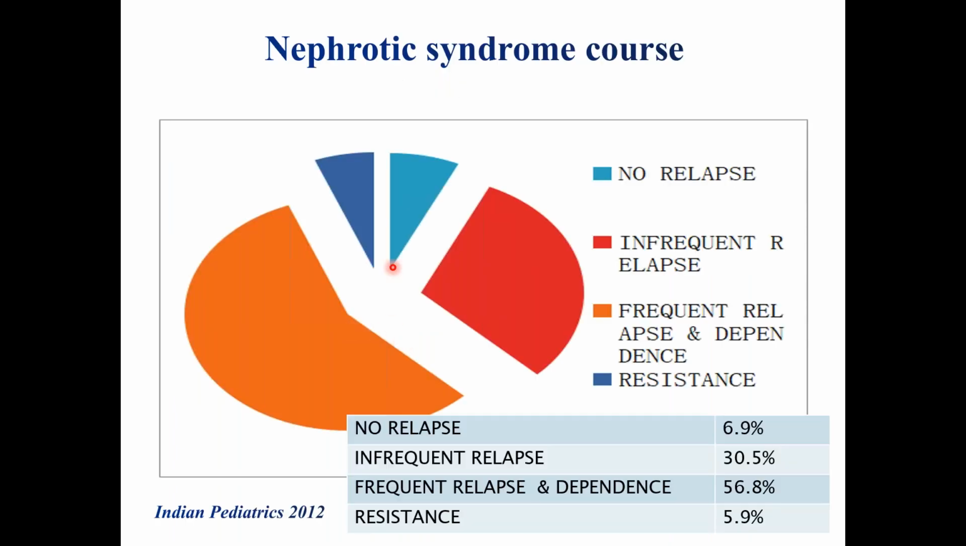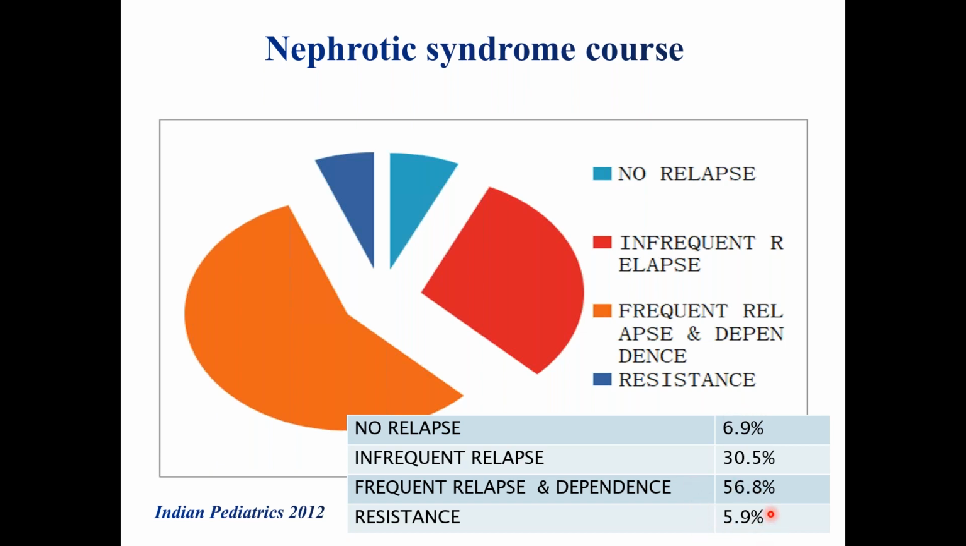Now, if you look at the long-term course of nephrotic syndrome in childhood, you'll see that most of these patients will become frequently relapsing or steroid dependent. This is a large study from AIIMS where over a period of 10 years, we found that almost two-thirds of the patients had become frequent relapsers or steroid dependent during their follow-up in childhood. The proportion of infrequent relapsers was around one-third. And it's only very few patients, less than 10%, who will have only a single relapse and not have subsequent relapses in their course.